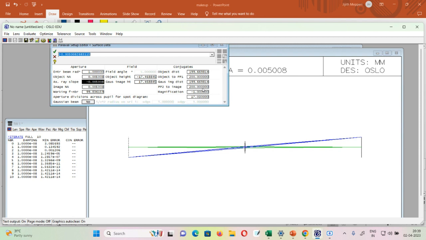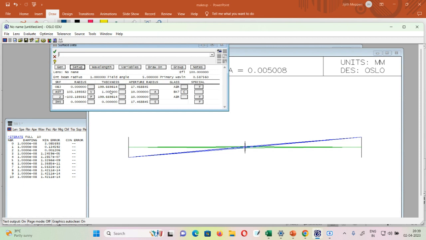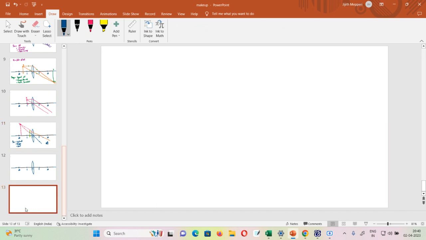Okay. Now we can see what will happen in this case when I increase the thickness of my lens. So here you can see that 199.669814 is my object to lens distance, and lens to image distance is also 199.669814. What happens? Actually, we are getting a thin lens approximation with this thick lens.